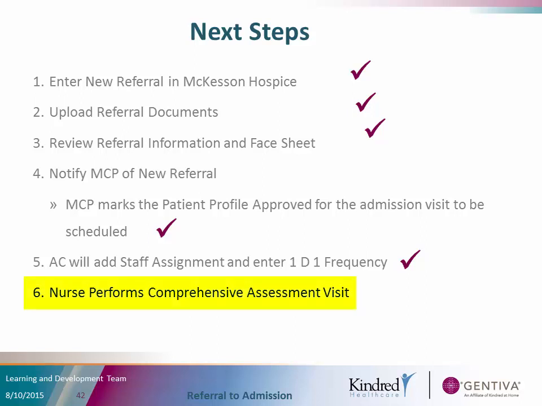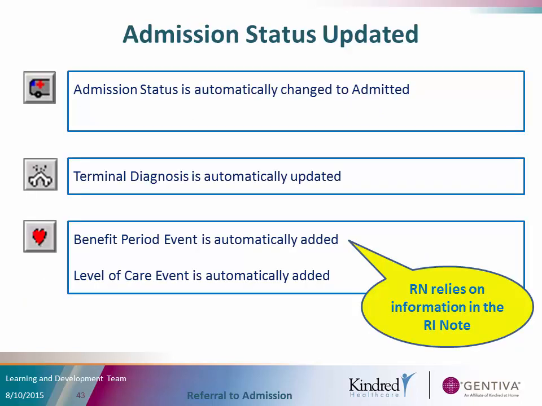Now all that's left is for the nurse to perform the comprehensive assessment visit. When that happens, there are some things that happen automatically in McKesson Hospice. Notice that all of these updates happen automatically. You don't need to do a thing. The admission status updates, the proposed terminal diagnosis updates, a benefit period event is created, and the level of care event is created if appropriate.